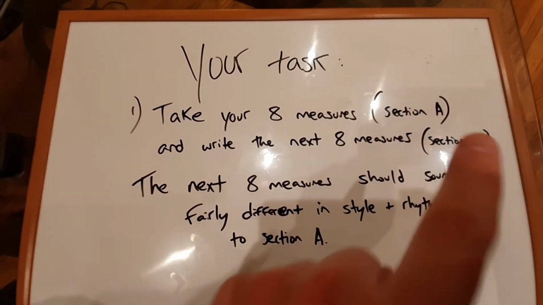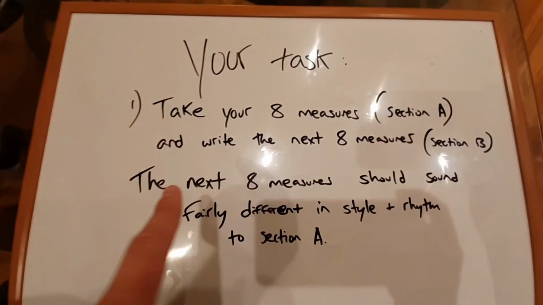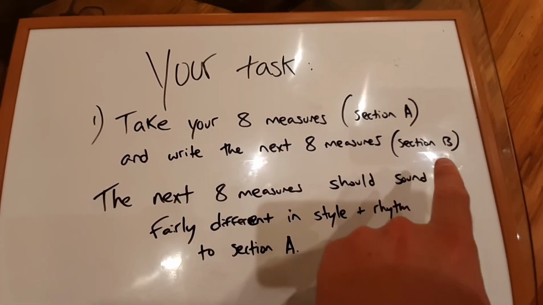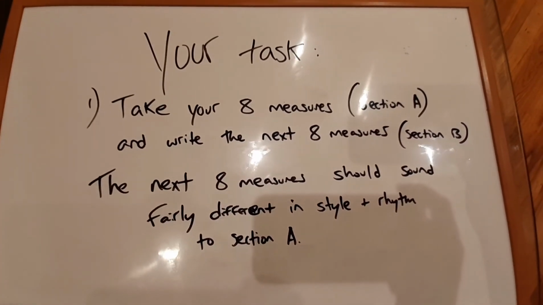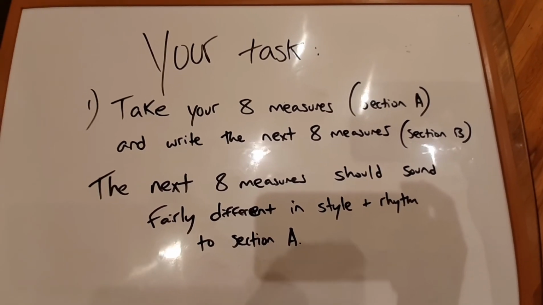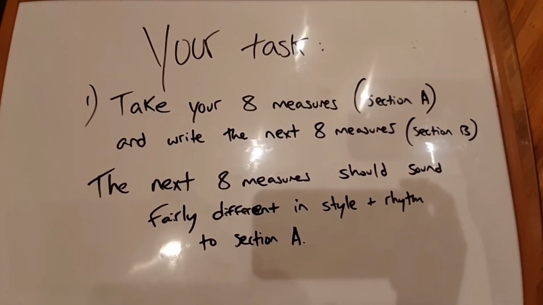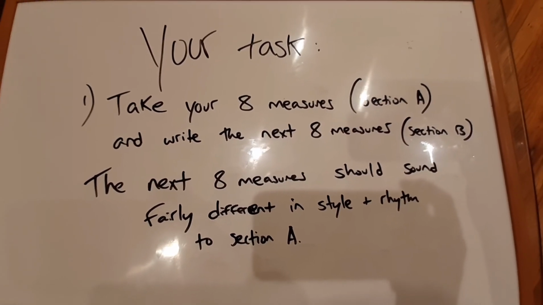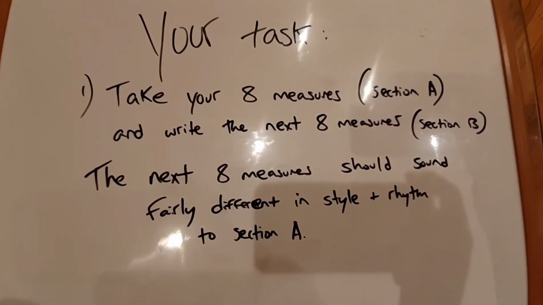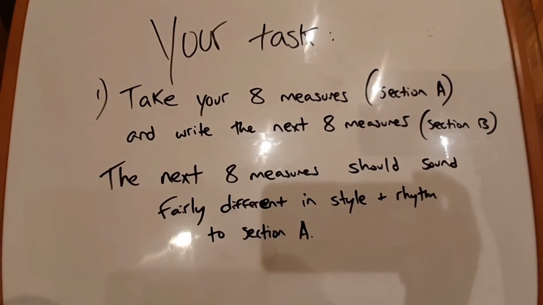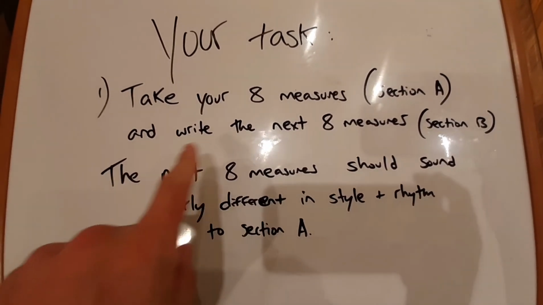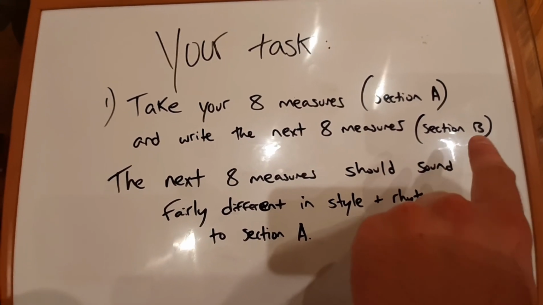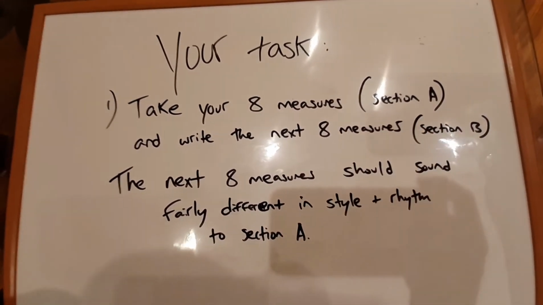Okay, so your task for the next assignment is you're going to take the 8 measures that you wrote, your section A, and you're going to write the next eight measures, which is going to be your section B. Now, I'm designing this cadence assignment as an ABC, but if you want to change it up and do an AABBCC or an AABCC or something like that, you're totally welcome to. But if you want to keep it simple, we're going to do an ABC. So your next assignment is going to take 8 measures more and make your section B. So just tack it on to the end of your section A.